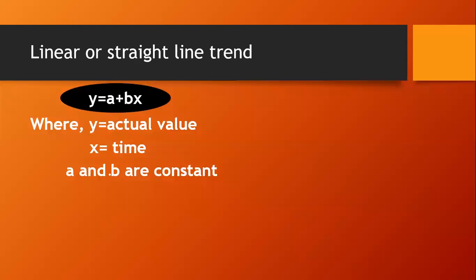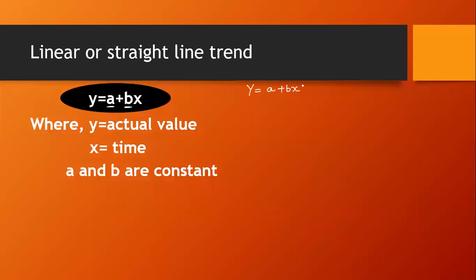Okay, now you want the a value and the b value. Now we have to find that a value and b value. How will you find it? Okay, what is the basic equation? What is the basic equation? This is the basic equation: y is equal to a plus bx.